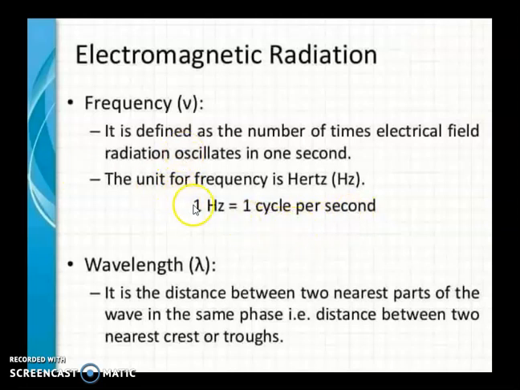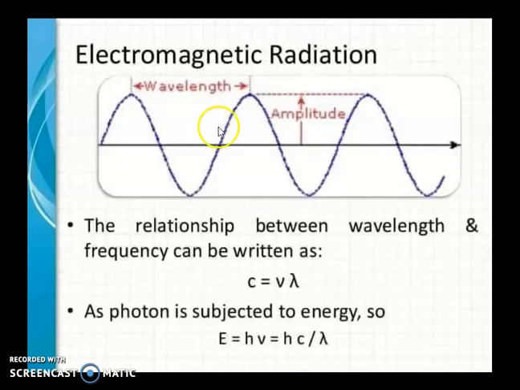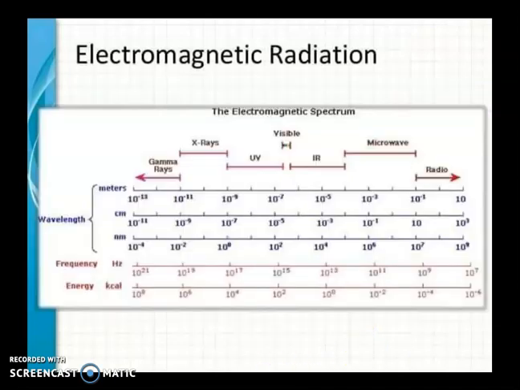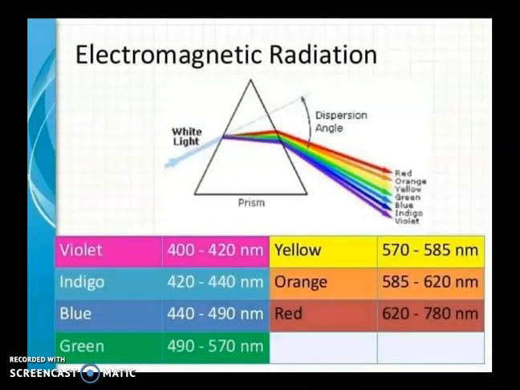Another important parameter is lambda, the wavelength. It is the distance between two nearest points of the wave in the same phase. The distance between two nearest crests or troughs is called wavelength. In electromagnetic radiation, this is the wavelength, this is the amplitude. The relation between wavelength and frequency can be written as c = nu lambda. As a photon carries energy, E = h nu = hc by lambda. So these are the electromagnetic radiation ranges.